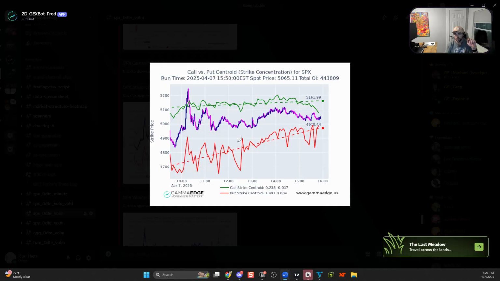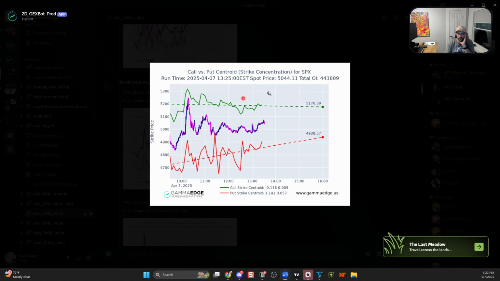Now, if you're a credit seller, a credit spread trader or something like that, obviously, selling spreads on the top or the bottom or whatever you want to do against key levels could have been an avenue that you took today. But again, the volatility was huge. And so, yeah, there just wasn't a ton to be had in our opinion.